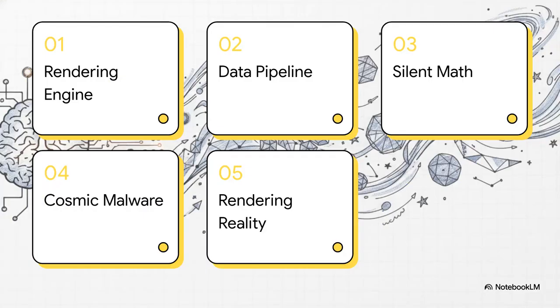Okay, let's dive into this. We're going to treat this explainer like a product demo, basically a system architecture walkthrough of reality itself. We'll hit 5 main beats today. First, the universal rendering engine. Second, the cosmic data pipeline. Third, processing the silent math. Fourth, quarantining cosmic malware. And finally, rendering the physical world.